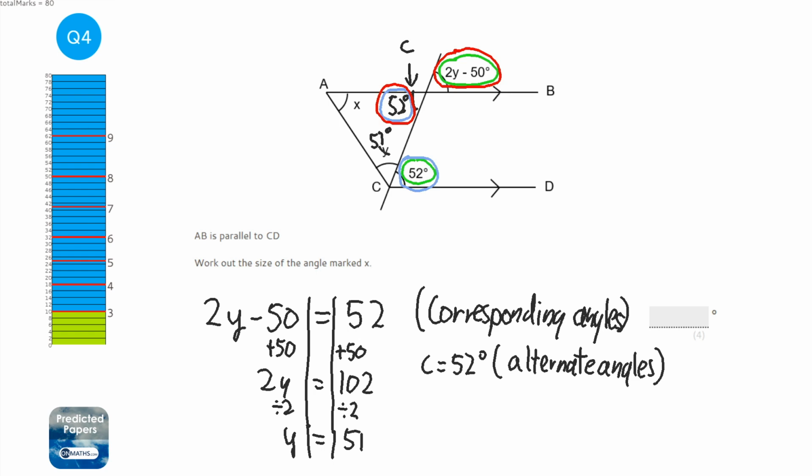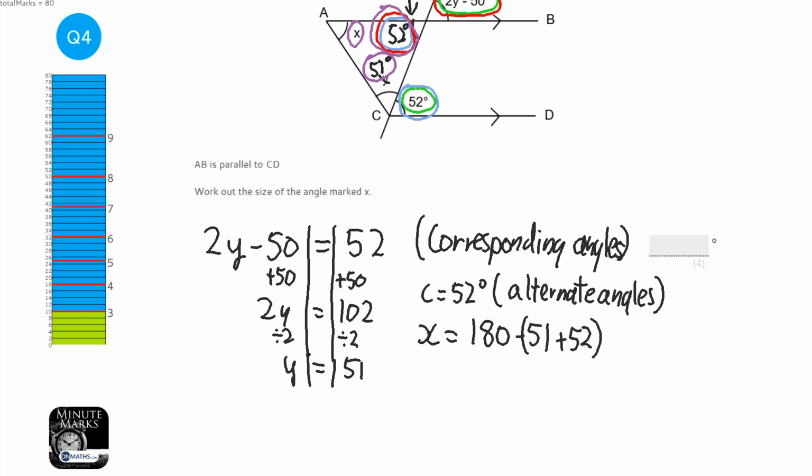Okay, so we've got three angles in a triangle. I've got way too many colours going on here. So to work out x, x equals 180 minus 51 plus 52. So work out what 51 plus 52 is, and then take away from 180. And the reason is angles in a triangle.